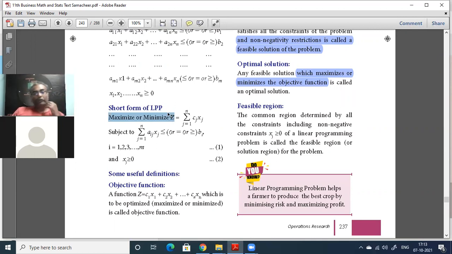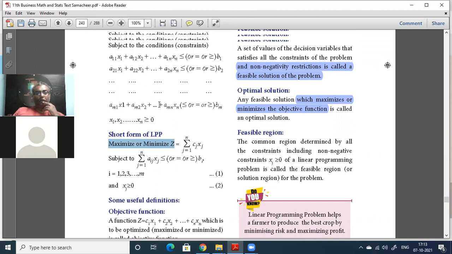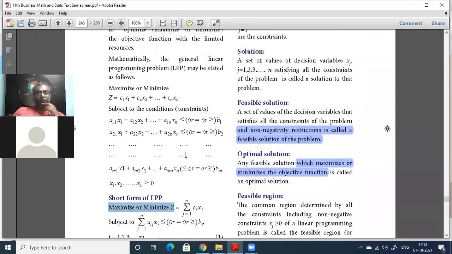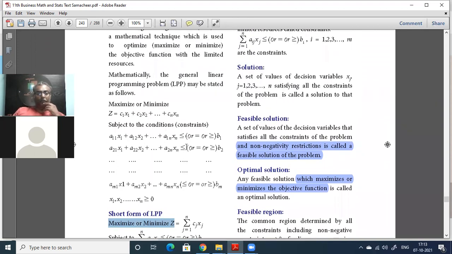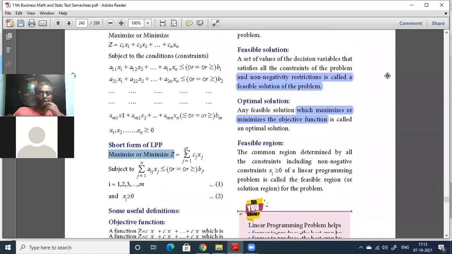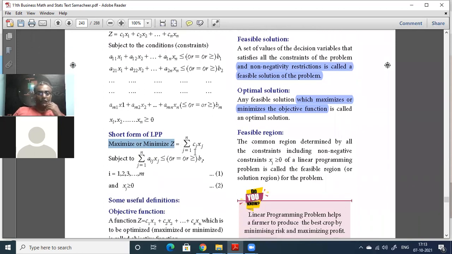Okay. So what is the short form of the LPP? Long form is like that. Short form of linear programming problem is Z equals the sum over j equal to 1 to n of Cj xj. Okay, that means C1 x1 plus C2 x2 plus C3 x3 plus up to Cn xn. That is the whole thing. That is the function that is to be maximized.